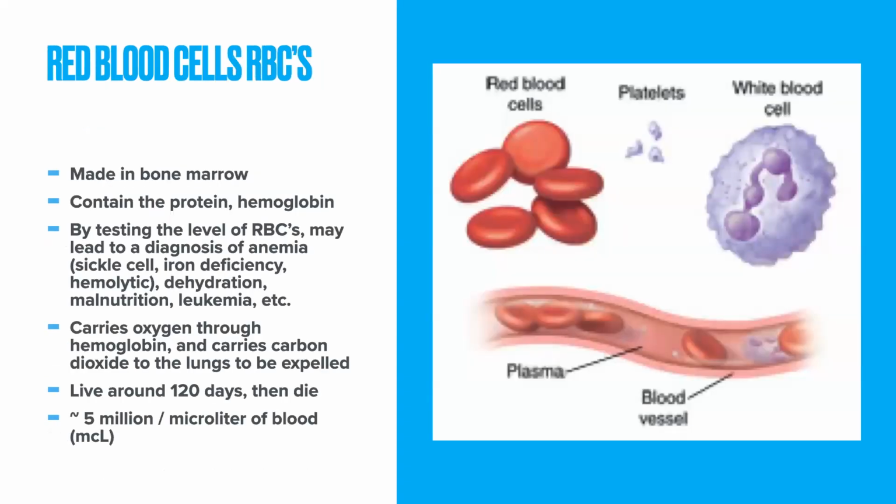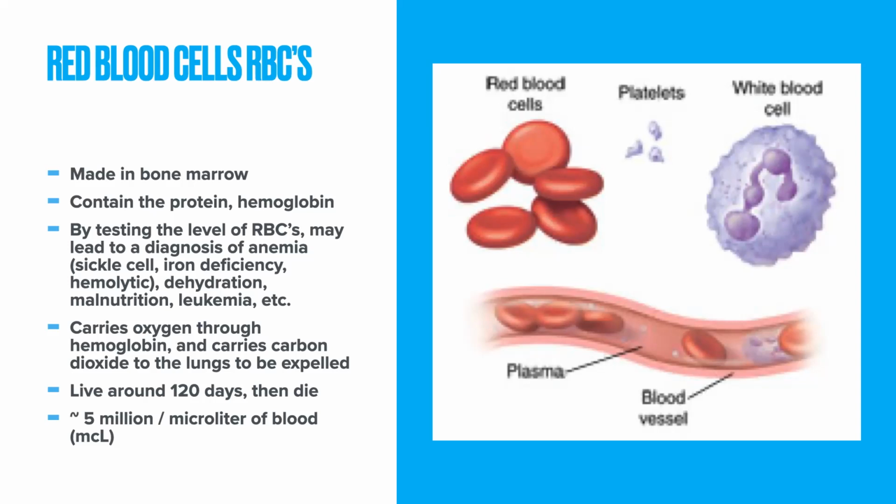Red blood cells. Red blood cells are those plates, right? They look like spheres. They're a little bit flat. They're made in the bone marrow. They contain the protein hemoglobin. What is hemoglobin? The protein that binds to oxygen, carries it from your lungs to your body, and CO2 back from your body to your lungs.